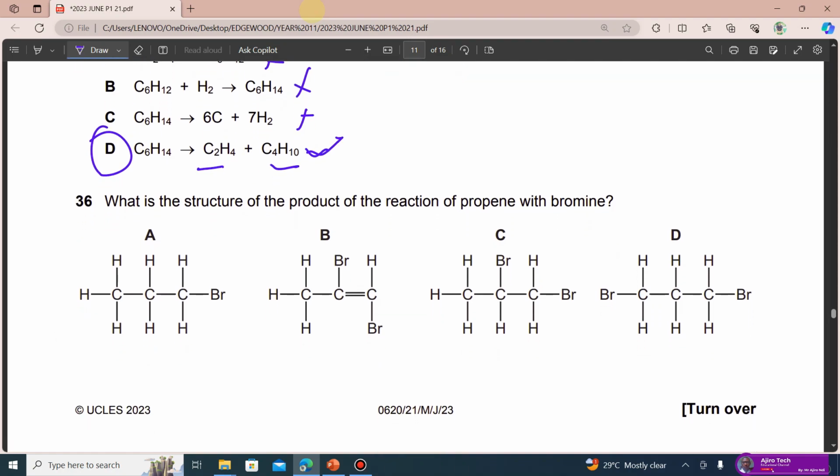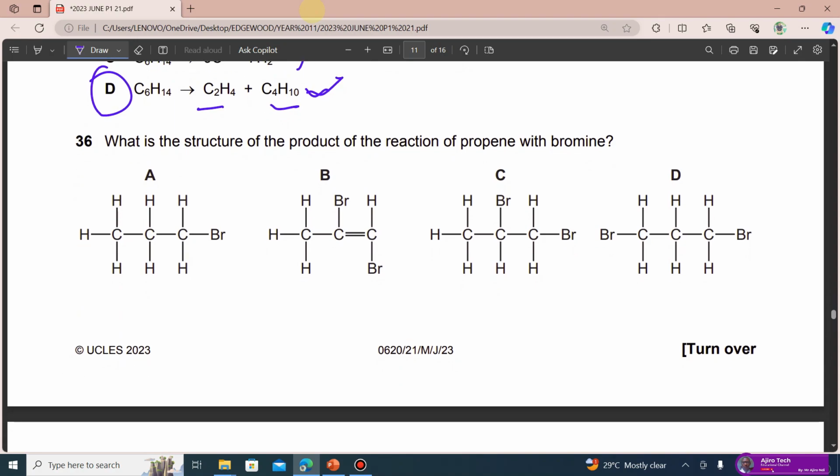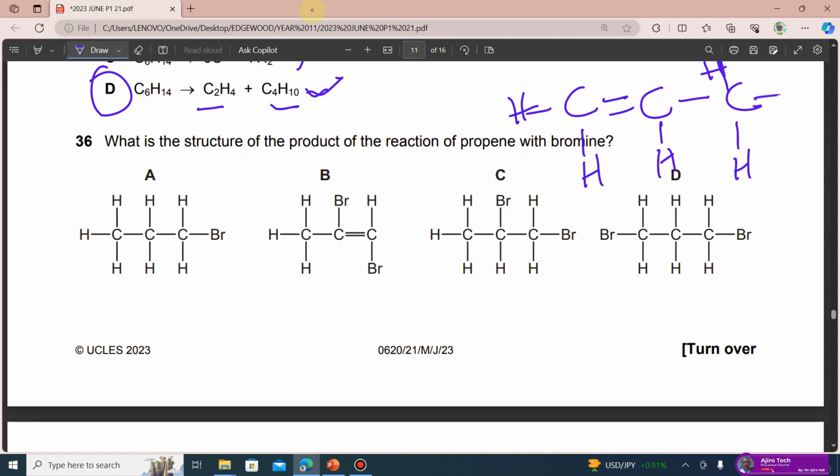Now, 26. What is the structure of the product of the reaction of propene with bromine? Now, this is an addition reaction. So, whenever a halogen reacts with an alkene, when you look at the structure of propene, it's kind of like this. Okay, let's create the halogens here. Please bear with me. Okay, so this is propene.